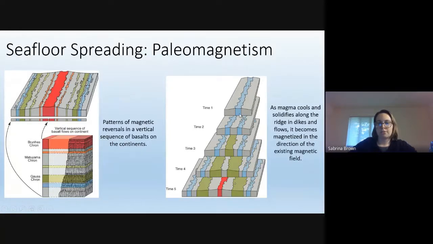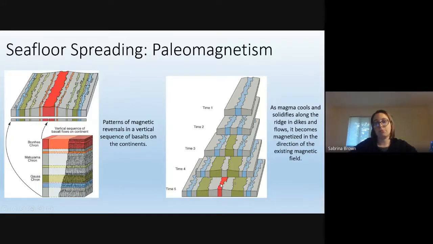And then some time passes and we create this green layer. And during the green layer, the magnetic pole is actually at the south. So all the iron minerals are pointing south. And that's recorded in these rocks. And then when we form the red layer, the magnetic field switched back to the north. And so all the iron minerals line up to the north.